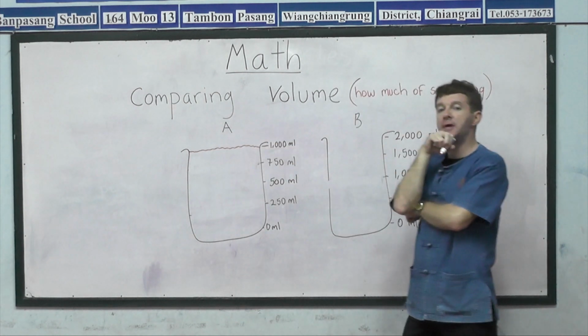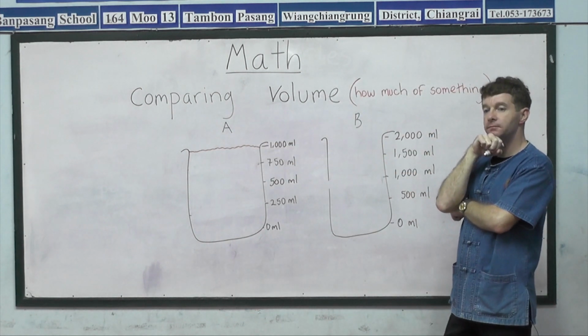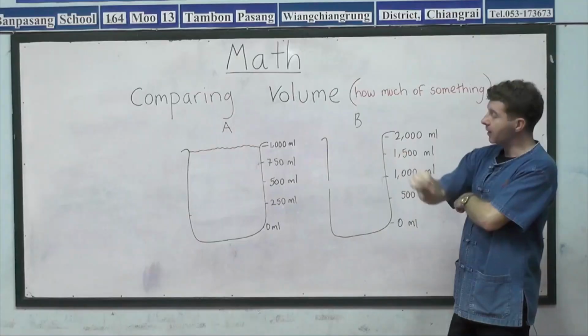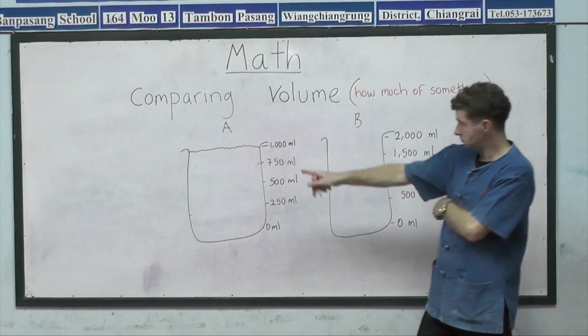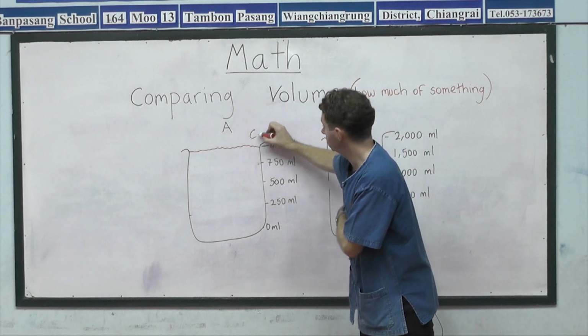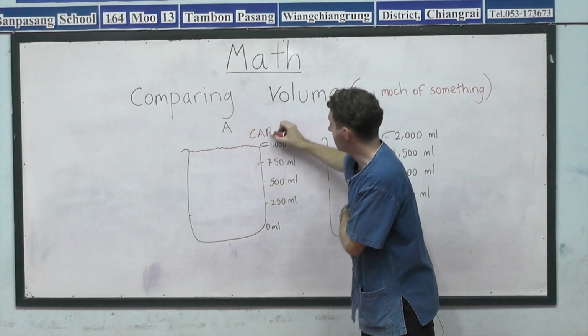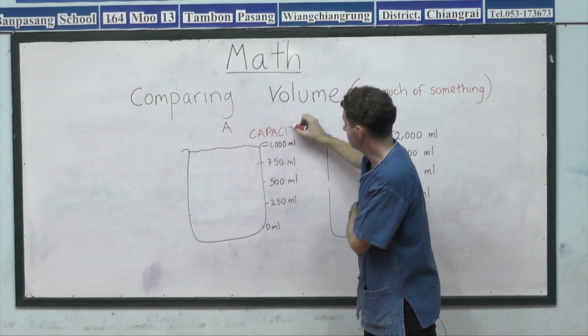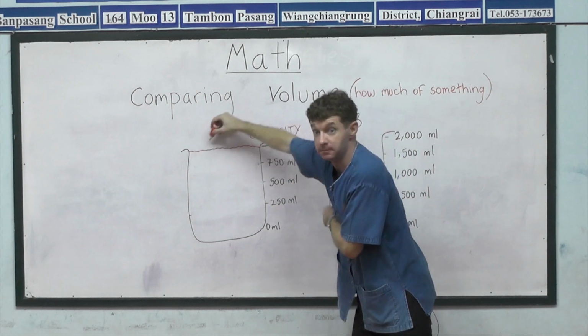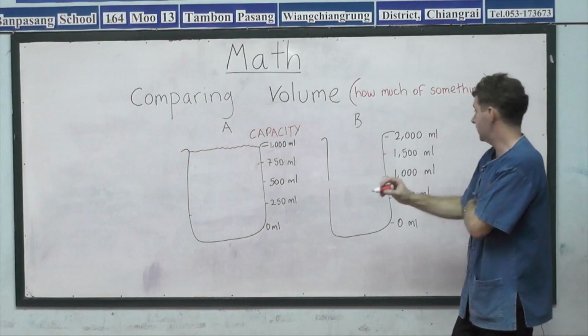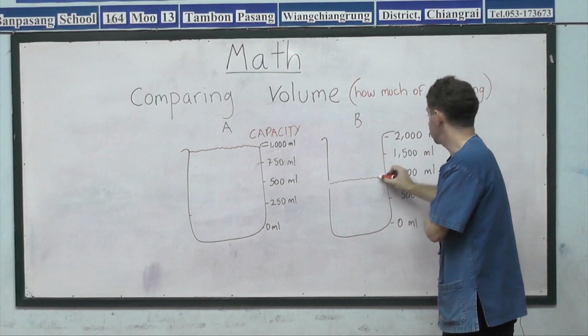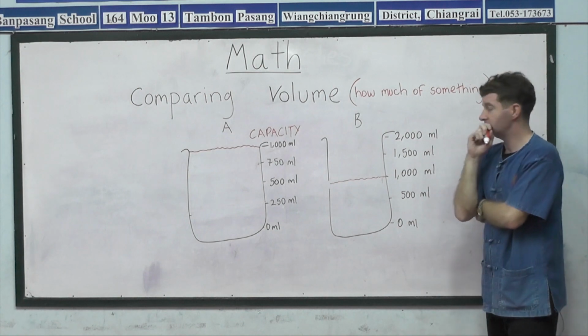Now, container A, how many milliliters? 1,000 milliliters. So what can we say also about container A? Now it's full to capacity. Remember our word? Capacity means to the top, full. And if the water level in container B is no.